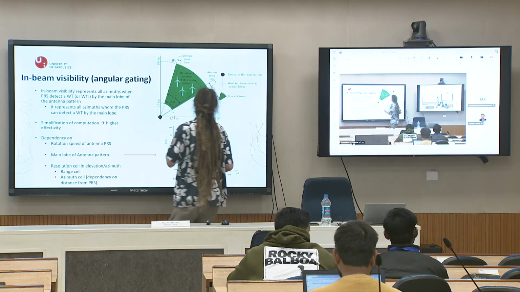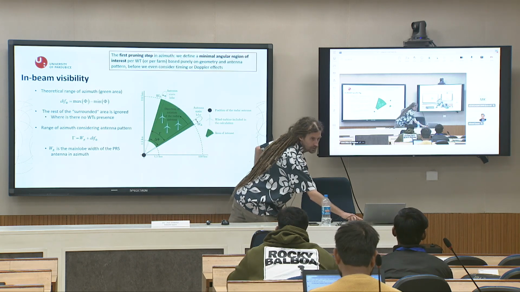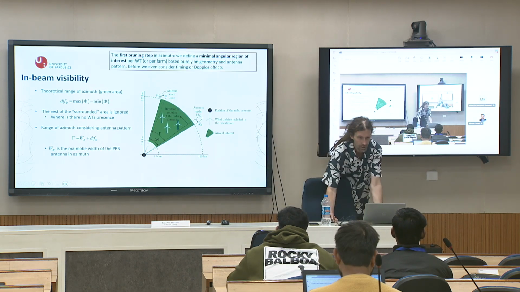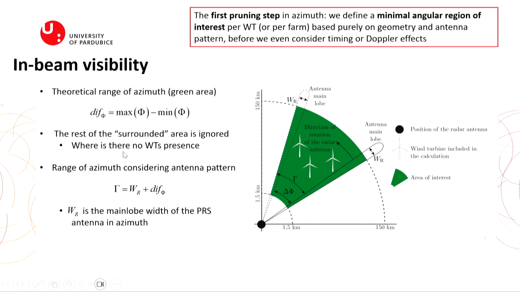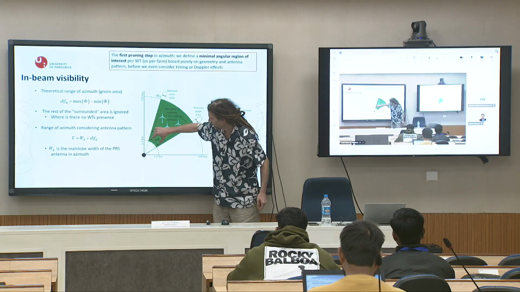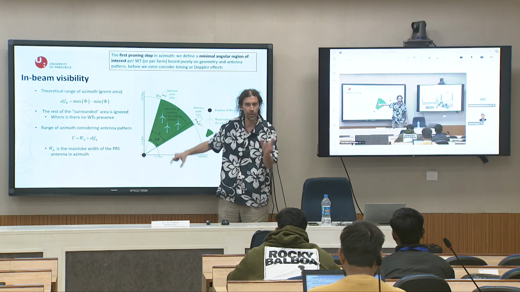Next one. So the theoretical range of azimuth, this green area, is defined as the maximum of this minus the minimum of this. Of course, it is this difference. You can see it is just two angles. The rest of the surrounding area is ignored because there are no wind turbines. And the range of azimuth considering this is this one. What is the difference between this one and this one? I don't know if it's clear, but this is inside and this is with beam width.